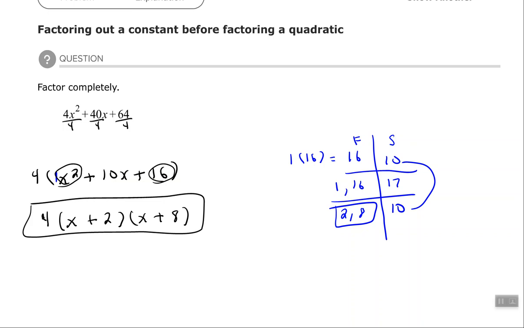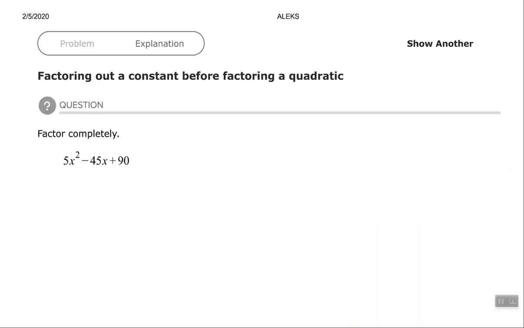Alrighty, let's look at another one. Alright, so we have 5x squared minus 45x plus 90. So again, look for a GCF, see if something will go in the 5x squared, 45x, and 90. All right, so we have a GCF of 5. So that gives us x squared minus 9x plus 18.